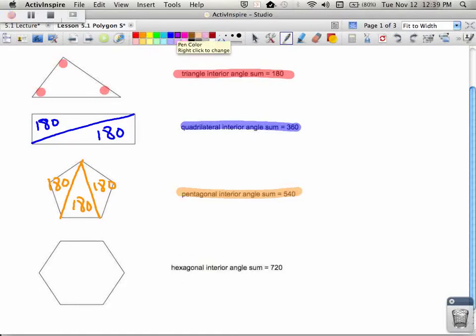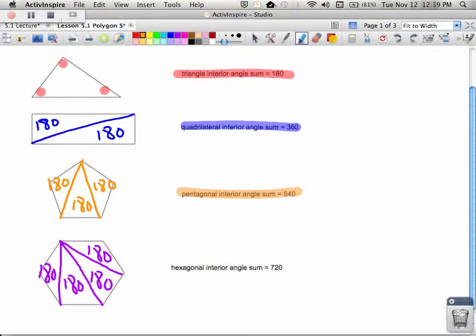Taking that one more level, we can do the same with a hexagon, and so on and so forth. What we notice is every single time we add a side, we are adding 180 degrees because we're adding a triangle. So if I look at the four triangles inside of a hexagon, and I total up those four triangles, I'll see 720 degrees because 4 times 180 is 720.